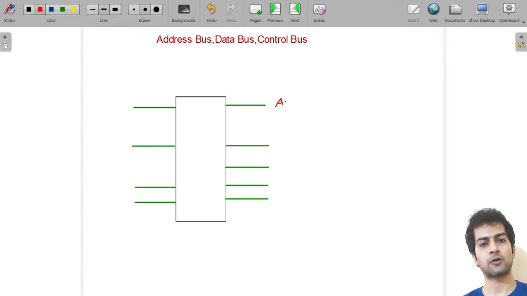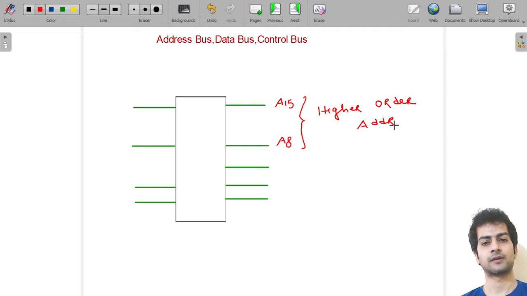So if we talk about the higher order address bus, then what we are going to discuss is A15 to A8. These are known as the higher order address bus.